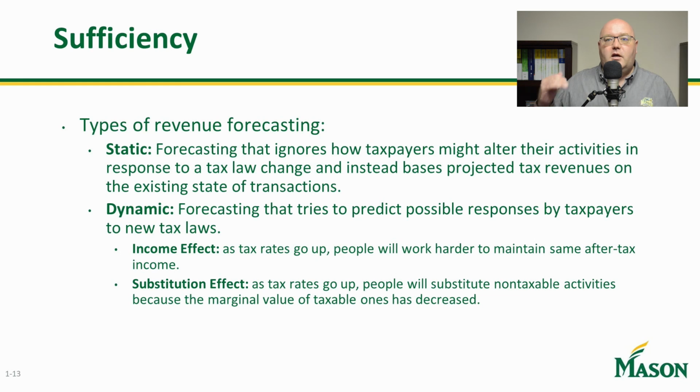Income effects and substitution effects. Obviously, if I say I'm going to jack up rates on bottles of whiskey, what's probably going to happen? People are going to buy less whiskey because it's going to cost more money. And so there could be a substitution effect that actually happens with all of that.